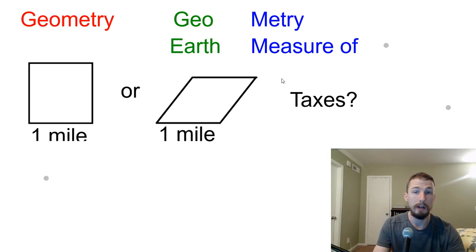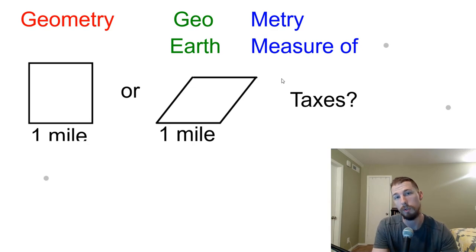The question I would have for you is which one of those two has the most area? Which one is the biggest plot of land? Which one should you charge more taxes? A square mile or a rhombus mile, which is not really a thing. Well, you can probably just visually tell that the square mile is larger than the rhombus mile, and that's true, but can we prove it, and why is that?